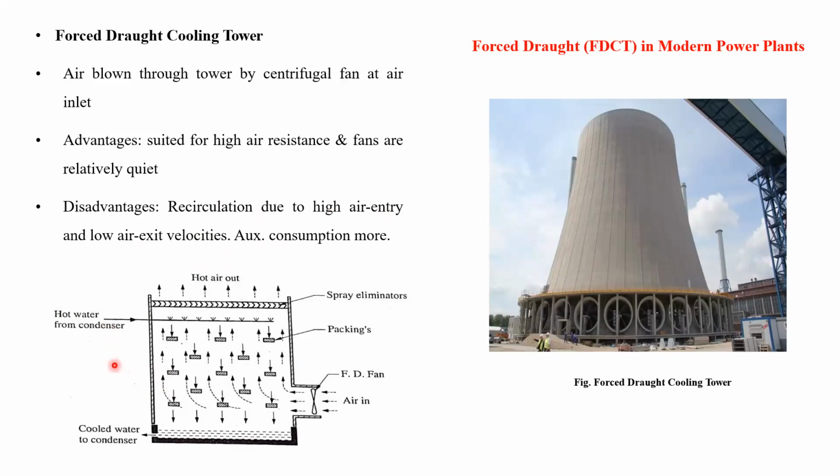So the components you are seeing, just a line diagram I am showing again. You can draw it in the examination like this also. This is the hot air outlet. Then these are the packings or fills. Then hot water from the condenser flows down through the nozzles. The FD fan is placed at the bottom, and air is entering inside and flowing out, and the cold water which is falling down is collected into the cooling pond, and from the pond or sump it is then sent to the condenser. The principle of working is the same, only the construction differs.